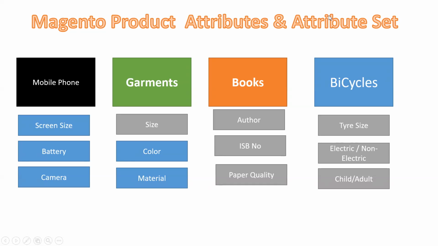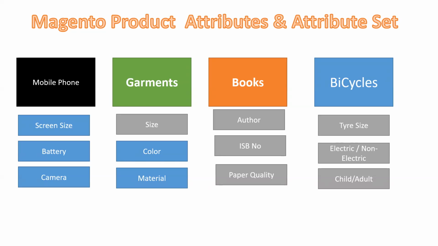Suppose there is a website where you have four types of products. First one is mobile phones, second one is garments, third one is books, and fourth one is bicycles. So these four types of products you are selling in your Magento website. Now you need to add these products from the backend, from the admin side.